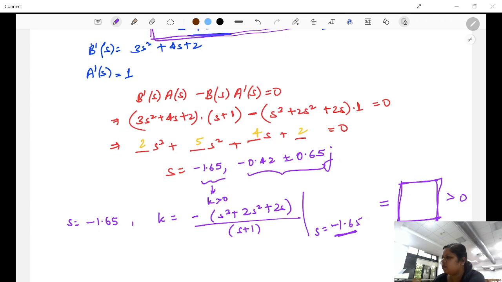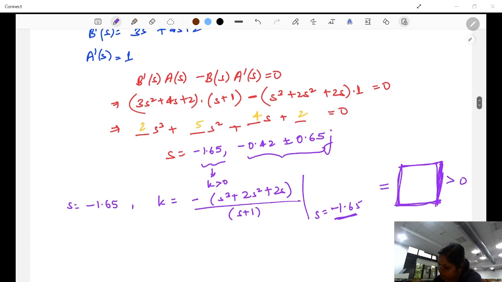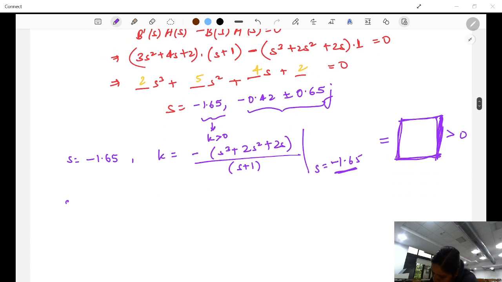It should come like 3 point something or somewhat of that sort. But this term will be positive. This number would be positive. Okay. Similarly, you are supposed to find out the value of k for s is equal to minus 0.42 plus minus 0.65 j.